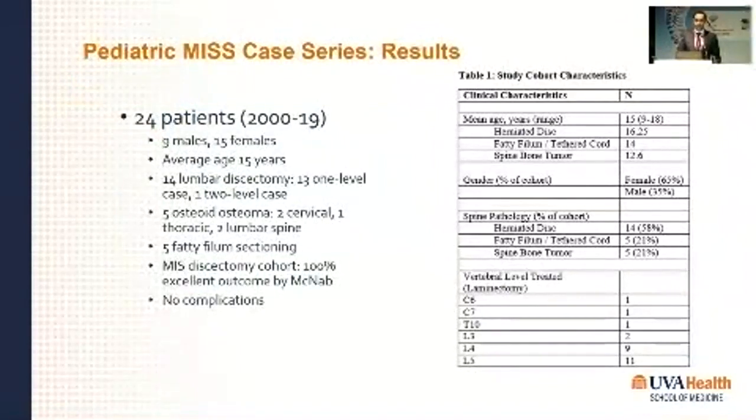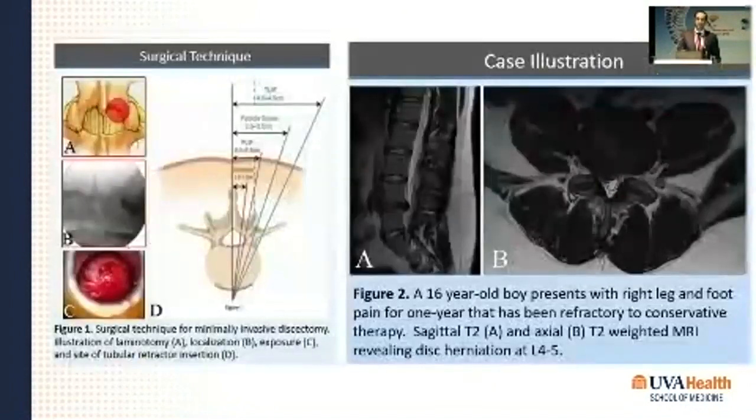14 underwent lumbar discectomies, 13 1 levels, and 1 2 level case. There were also bony tumors that were present in the cervical, thoracic, and lumbar spine, where we used tubular retractors, 5 tethered cord releases, and all good outcomes based on Macnab's criteria. This is just a case illustration of a 16-year-old who had refractory right leg and foot pain for 1 year. As you can see, the disc herniation at L4-5.